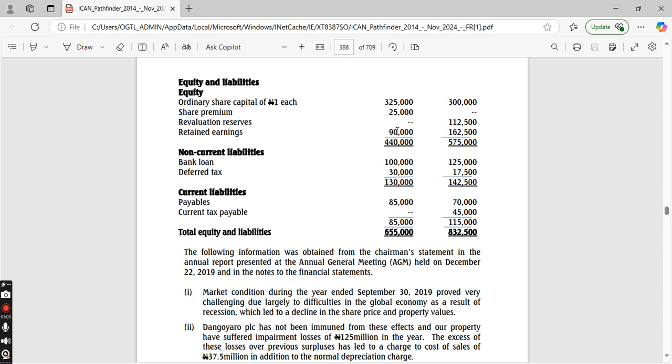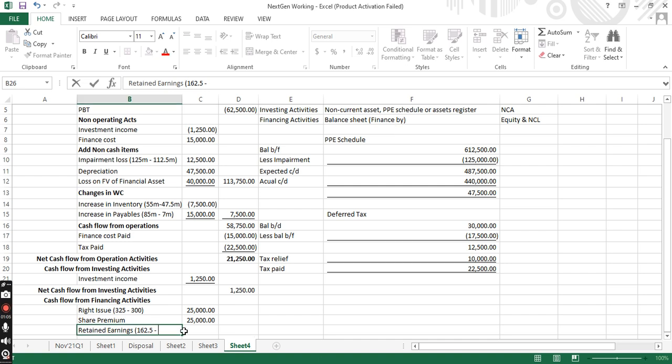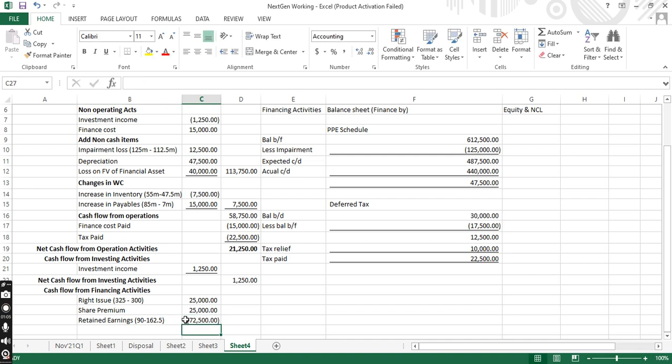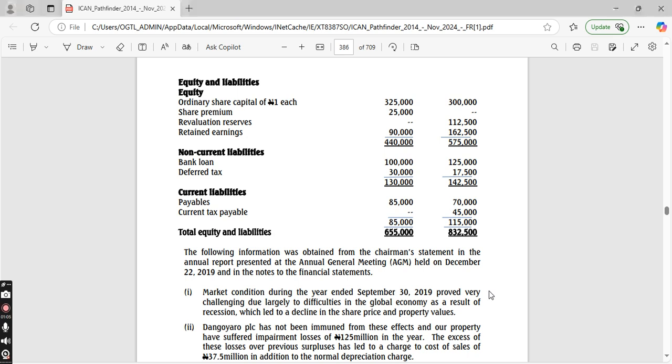So that means our retained earnings reduced, right? Okay. So if it has reduced, I'll say 90 minus 162.5. And that will give me what? 72.5, right? 72,500 in brackets. It's a loss now. It's an outflow. Then what else do we have?